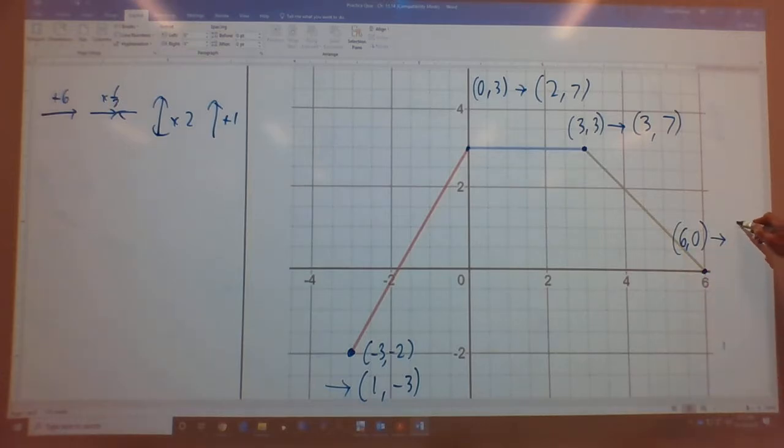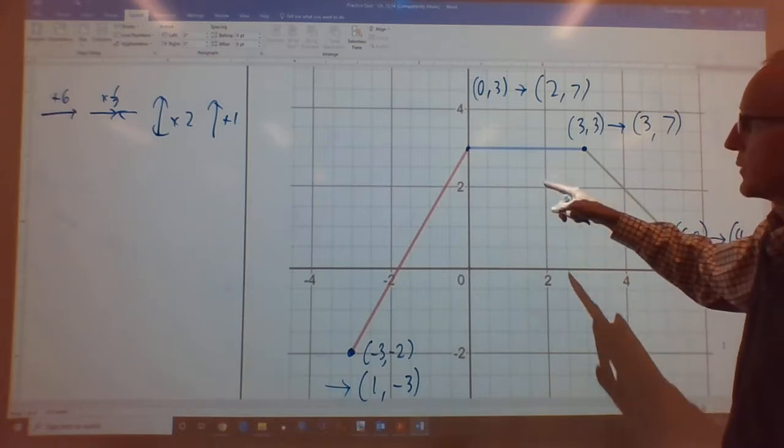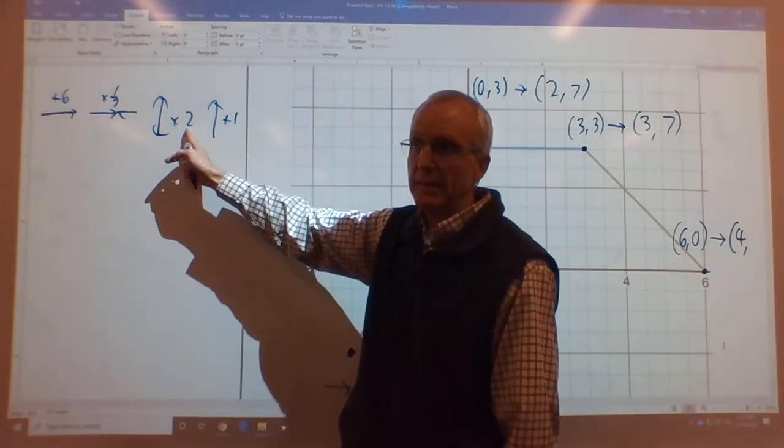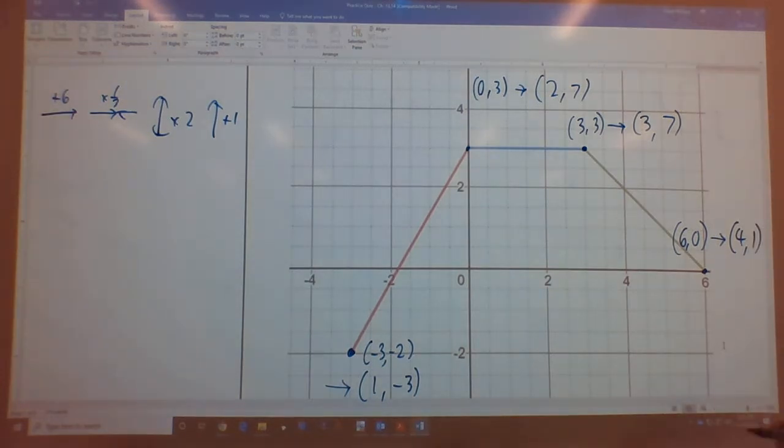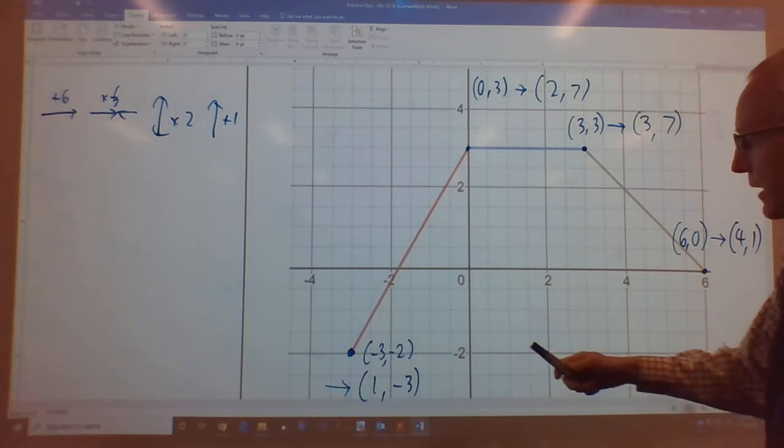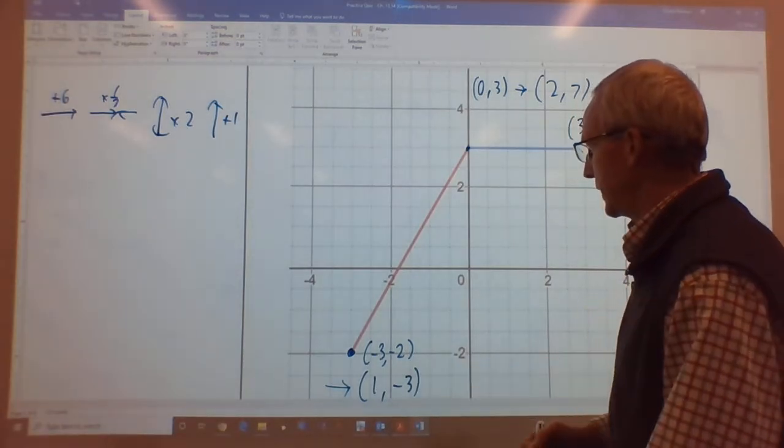12 divided by 3 is 4. It goes to 4. And for 0, y equals 0 multiplied by 2. 0 times 2 is still 0. Add 1, so it goes to 1. The zeros are kind of easy. All right, so our new points are 1, -3.